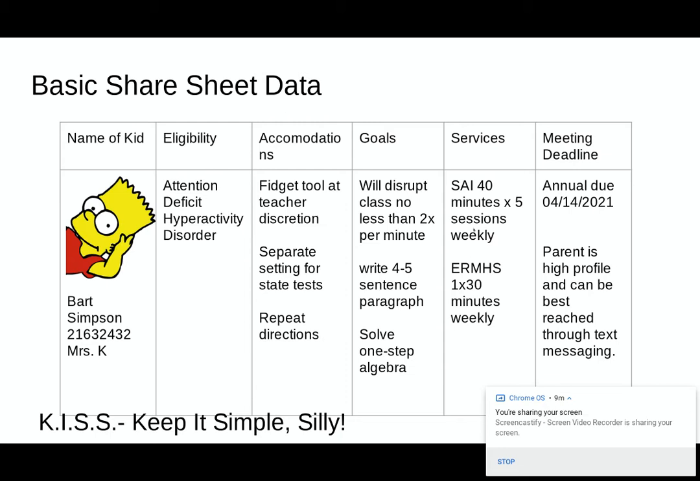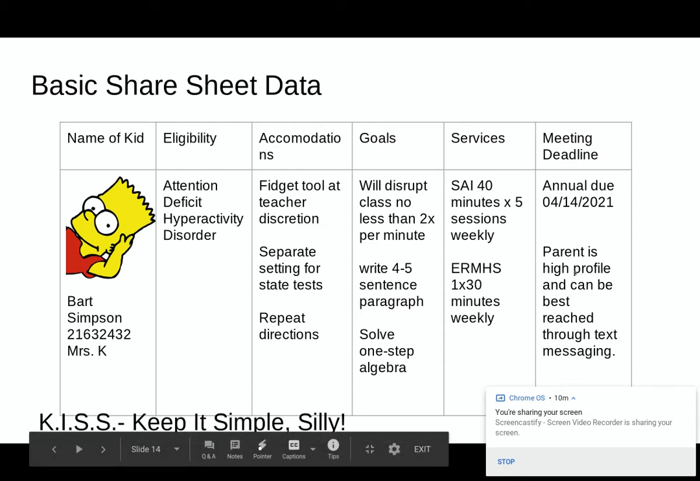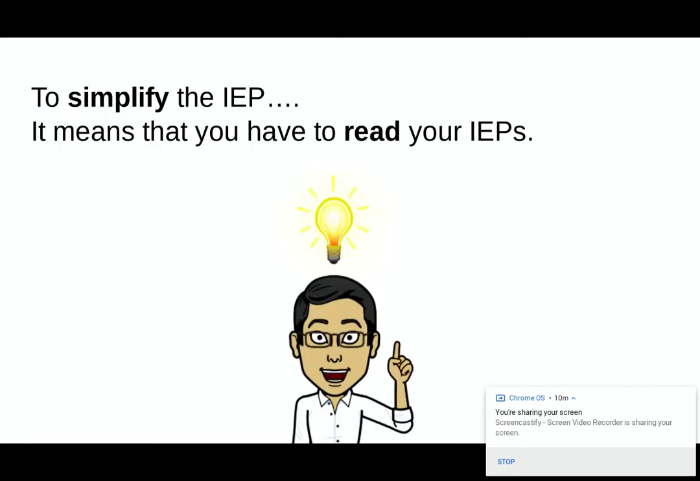Services, you include the fact of their SAI, they have 40 minutes, 5 sessions this kid does, and he's got ERMHS because, it's Bart Simpson, 30 minutes weekly. So now your teacher knows that he sees you 5 times a week and he sees the counselor once a week. And most importantly, meeting deadlines. This is the thing that the gen ed teachers really want to know: when are those meetings due? When do we need to have those meetings? And sometimes I put a little information about the parents and how to reach the parents. And there's a reason why in this next slide.